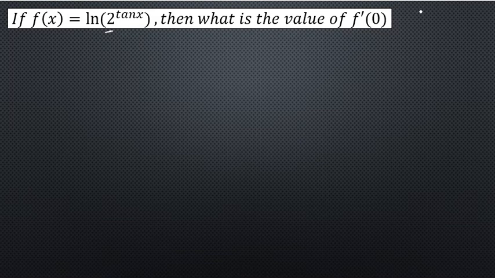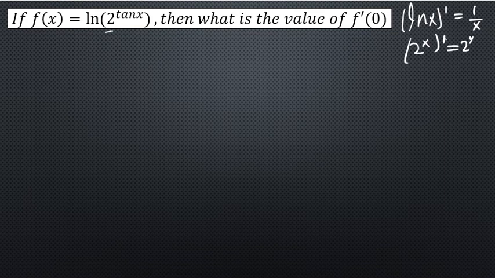Let's look at each of them separately. The ln x derivative is 1 over x, and the derivative of 2 to the power of x is 2 to the power of x itself times ln 2. Don't forget that. And the tan x derivative, anywhere, anytime, is sec square x. If we know this, now let us go to the function derivative by chain rule.